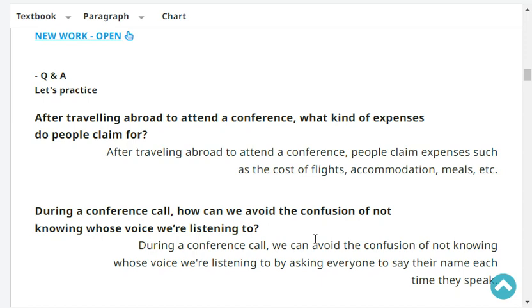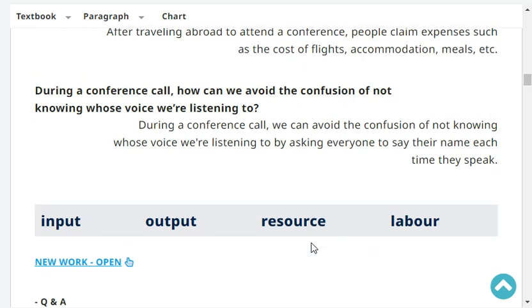After traveling abroad to attend a conference, people claim expenses such as the cost of flights, accommodations, meals, etc. Very good. During a conference call, how can we avoid the confusion of not knowing whose voice we're listening to? During a conference call, we can avoid the confusion of not knowing who we are listening to by asking everyone to say their name each time they speak. Very good.